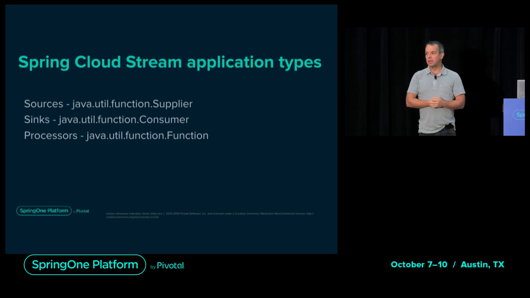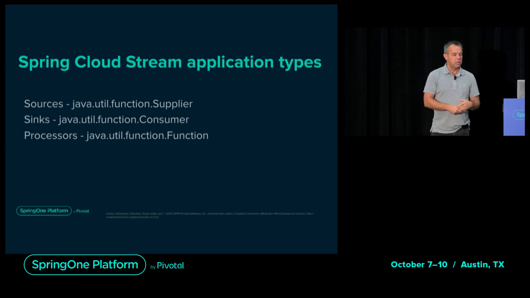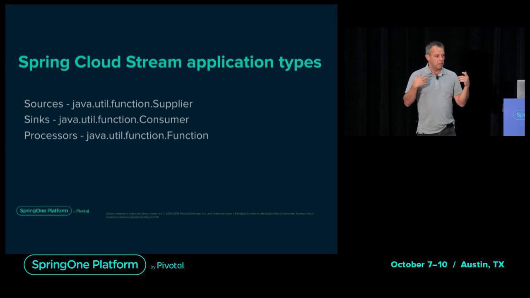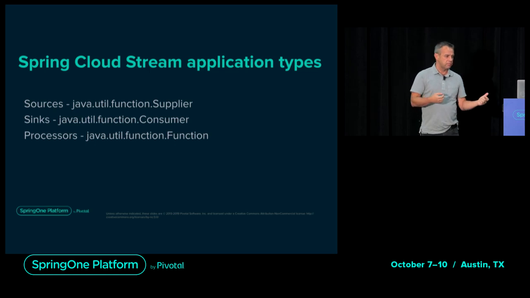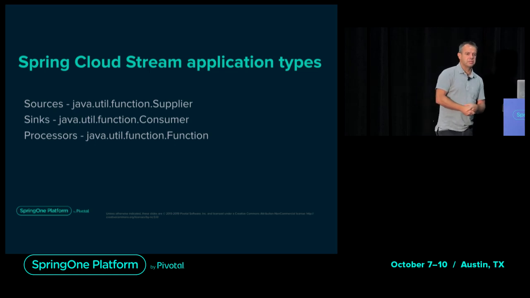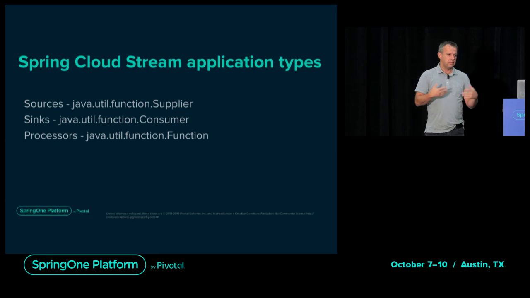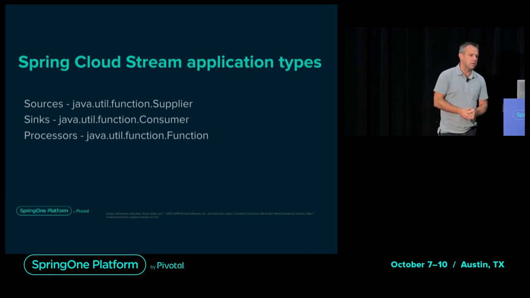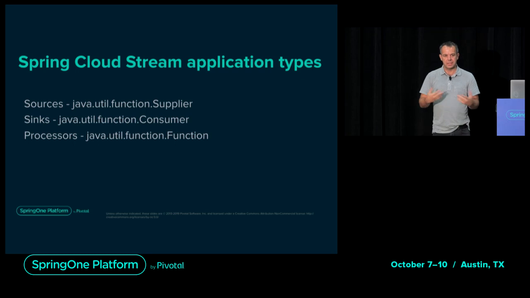And the concept of sources, sinks and processors is just a way of describing essentially the same thing. So source is a supplier, sink is a consumer, and the processor is a function. Conceptually, you can mix them in your conversation because they mean the same thing. And that's exactly the type of applications we support within Spring Cloud Stream.